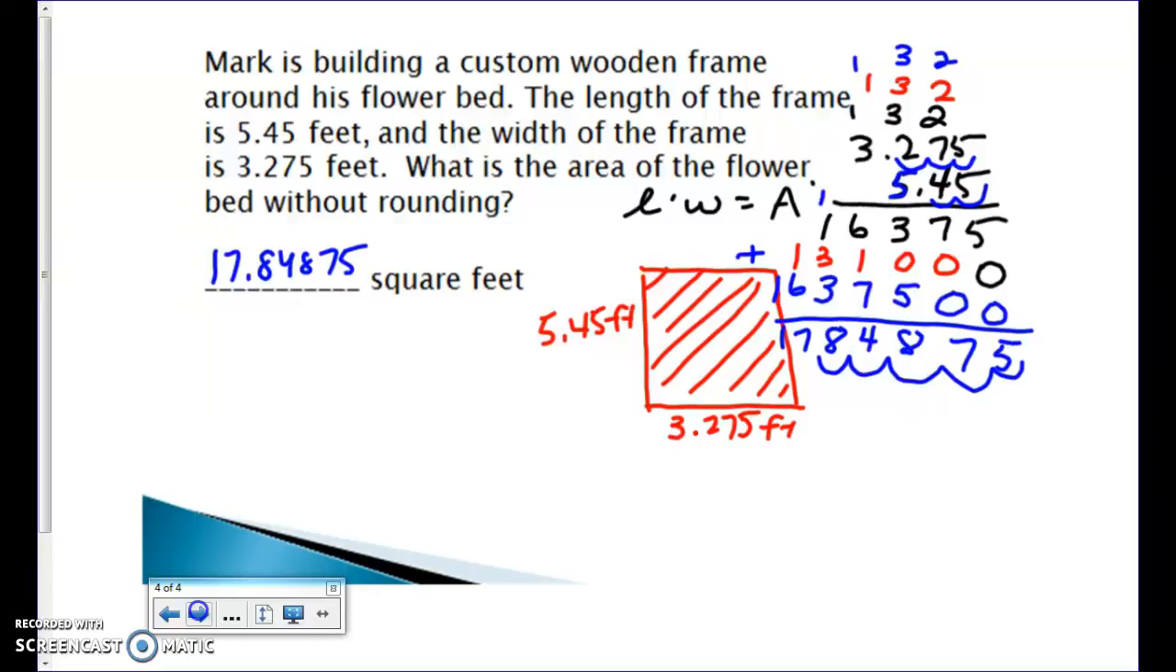Remember, the area of a rectangle is length times width. So in this case, they gave you a length and width and want to know the area. We multiply them together, and that's that. So there's 3 of the more challenging Study Island problems for you. Some examples.